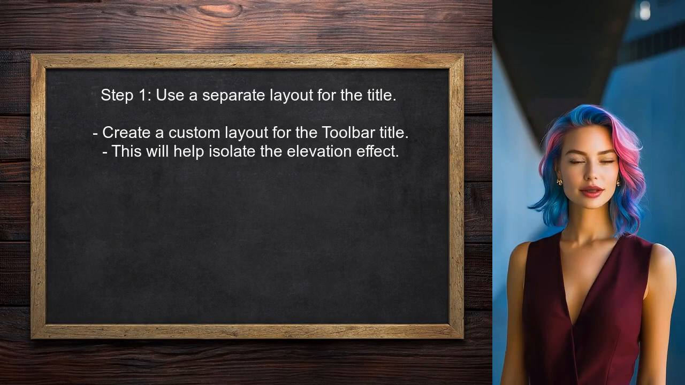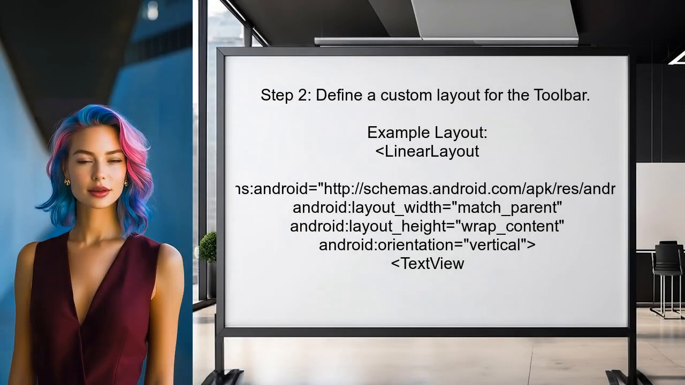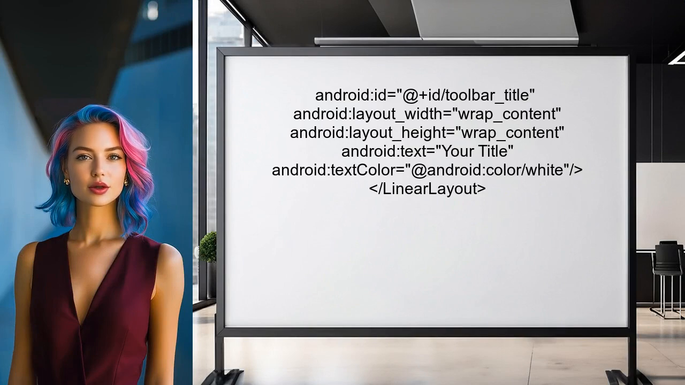To address the issue of the shadow appearing under the title of the toolbar, the user should first consider using a separate layout for the title. This can help isolate the elevation effect. Next, the user can define a custom layout for the toolbar. This layout will include a text view for the title, allowing for more control over its appearance.